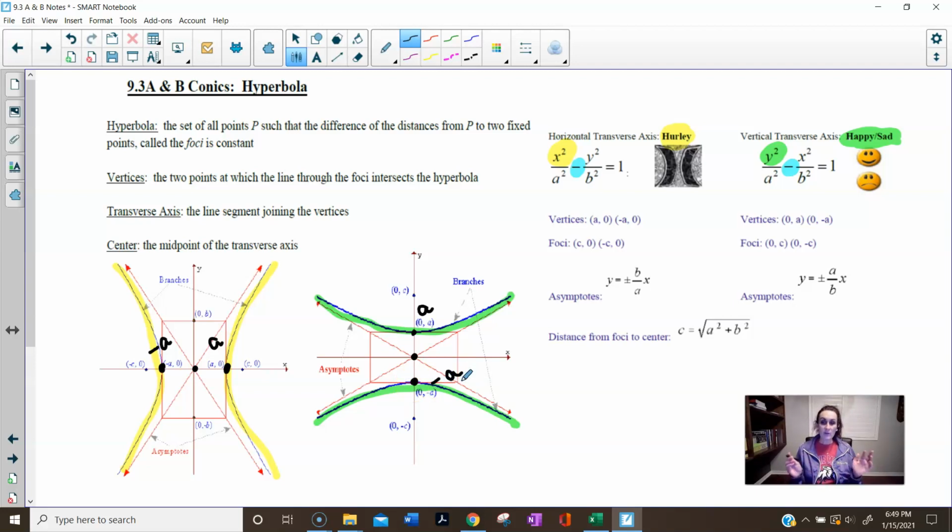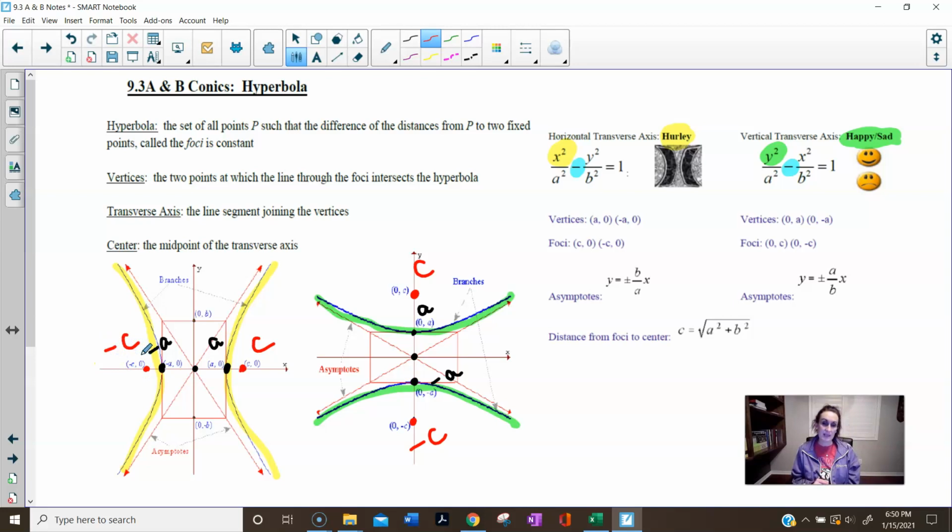Within the curve, you're going to have a focus. Here's the focus here. The curve's going to wrap around the focus, and we're going to call those C's. Here's the focus here, opposite of C. So a hyperbola is going to have foci, which means there's more than one focus.